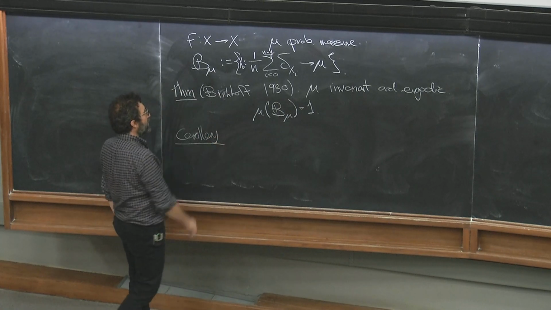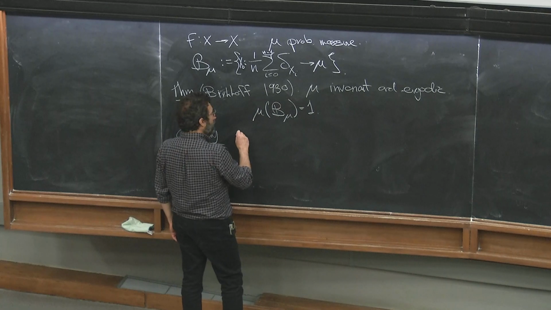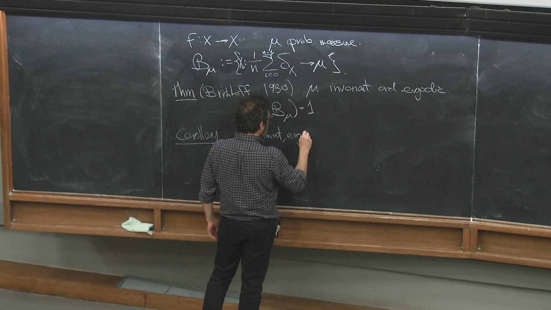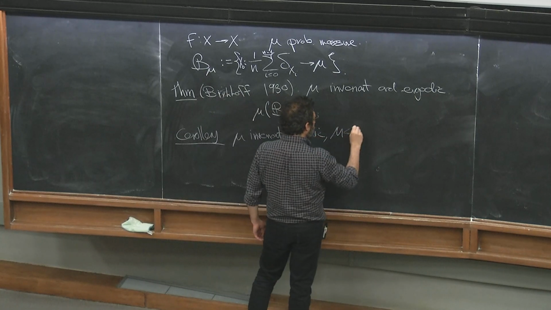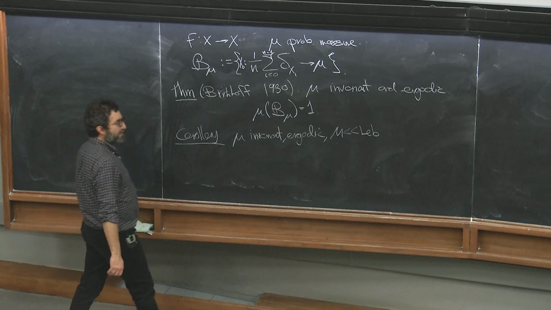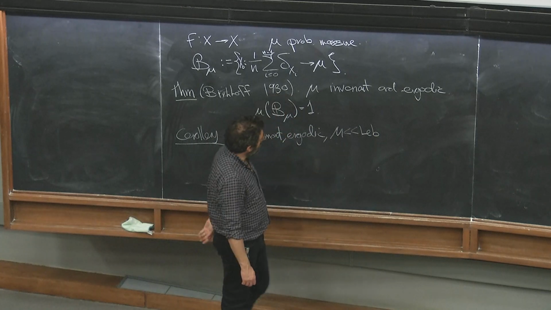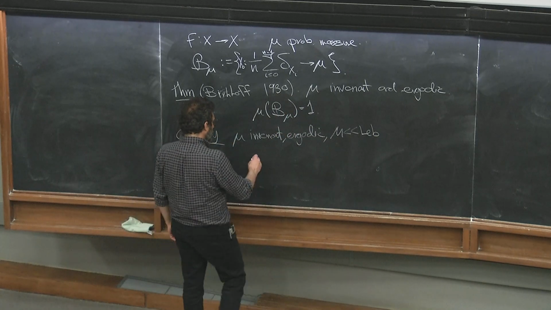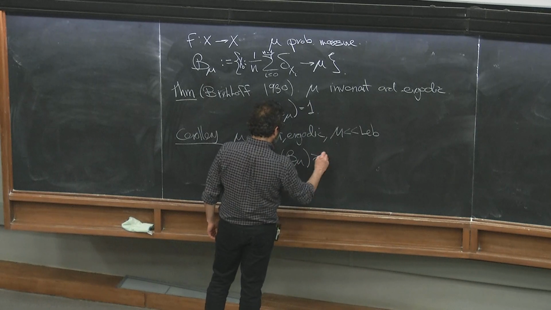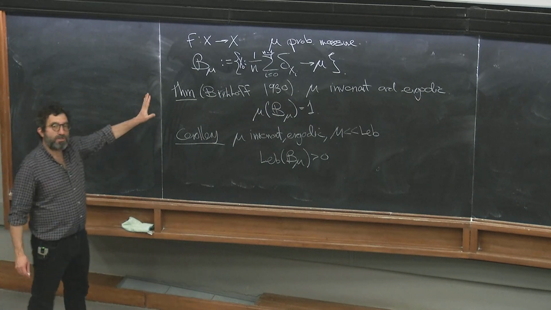As a corollary of this, if Lebesgue measure is involved, for example on the unit interval or the unit circle, then if μ is invariant, ergodic, and absolutely continuous with respect to Lebesgue, which means that a set with zero Lebesgue measure must also have zero μ measure, then this implies that it's a physical measure. Any questions about this?